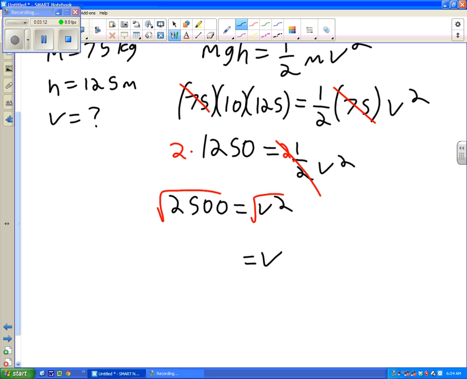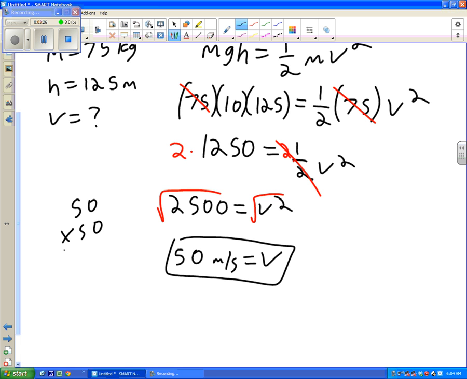Well, I'm going to ignore those zeros. What's the square root of 25? It's 5. And I need another 0 to tack onto the end. And if I need to double check that, I can do it on the side. 50 times 50 is 25 with 2 zeros, which is exactly what we had here. So our answer is 50 meters per second.